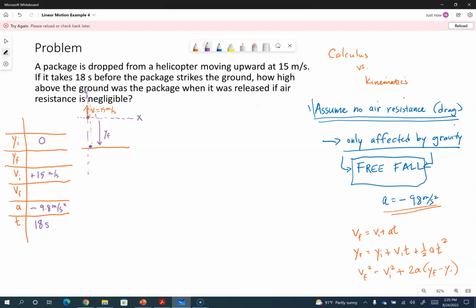V final. V final is the tricky one here. We really want to say V final is 0 because it's totally going to hit the ground, get smashed, and come to rest. But we cannot put in V final of 0. This is very important to understand. These kinematic equations, these big three, can only be used if acceleration is constant.